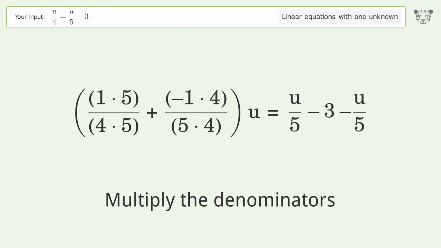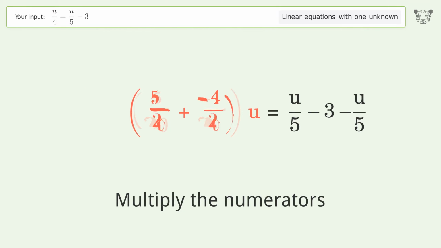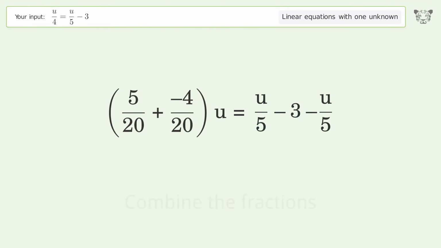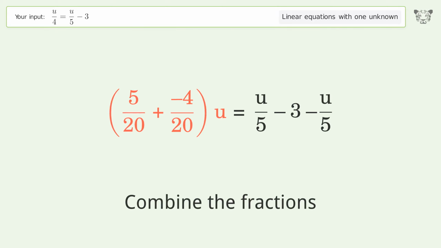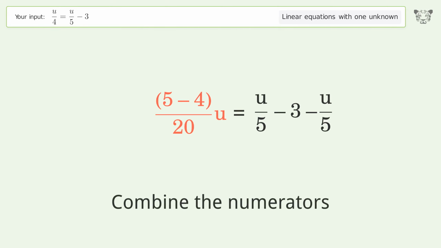Multiply the denominators. Multiply the numerators. Combine the fractions. Combine the numerators.